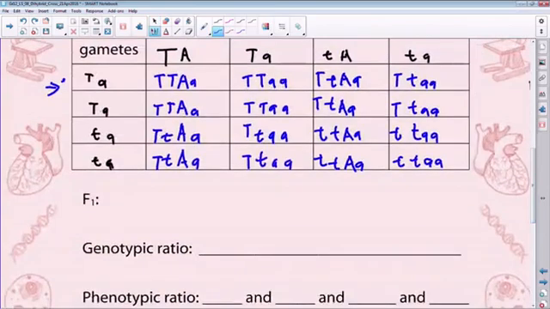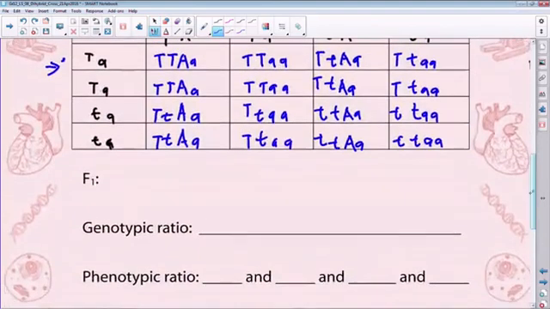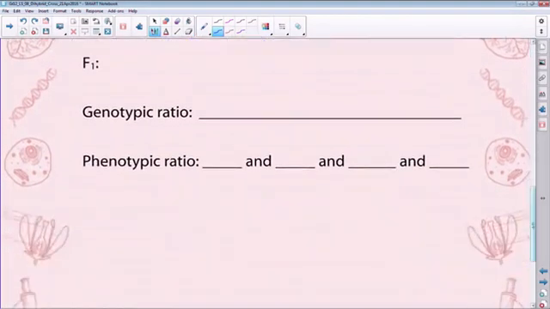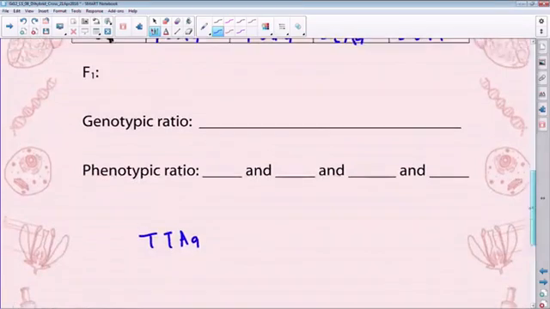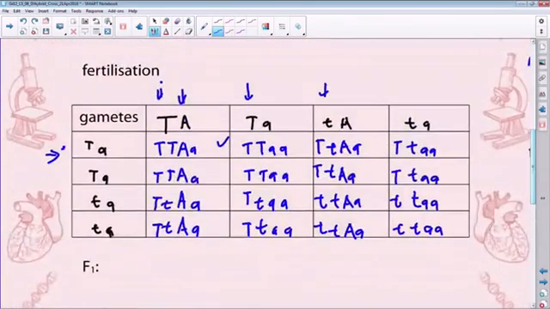Okay, first of all, I want you to write this one down. So it's big T, big T, big A, small a. Big T, big T, big A, small a. Big A, small a. Okay, can you see that? Big T, small a, big A, small a. How many of those do we have?